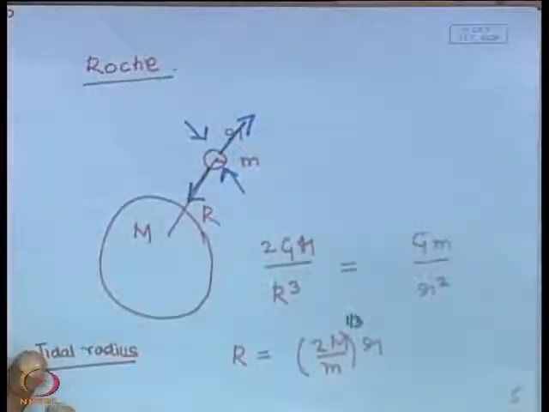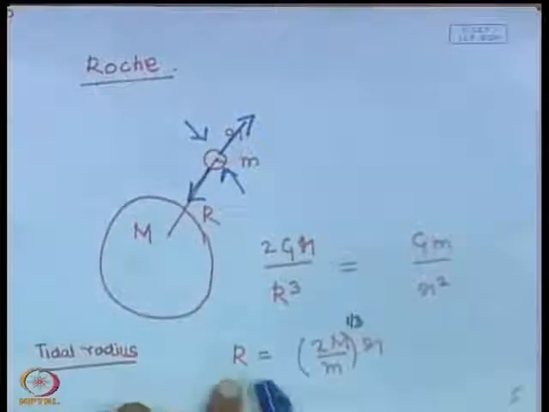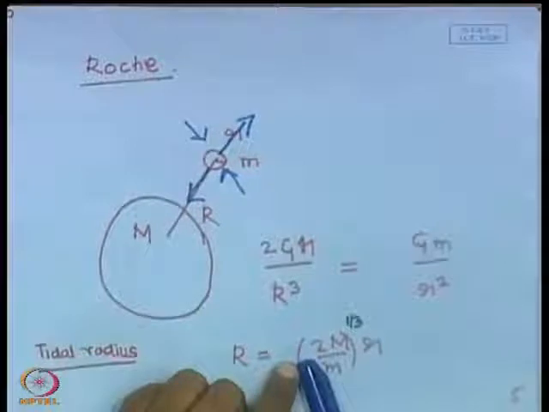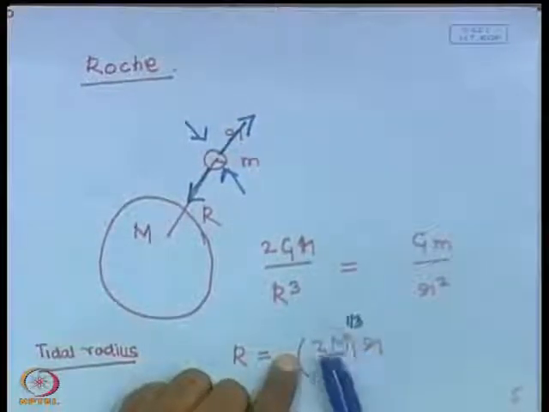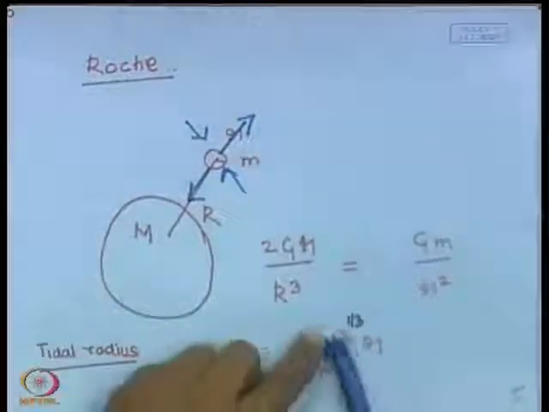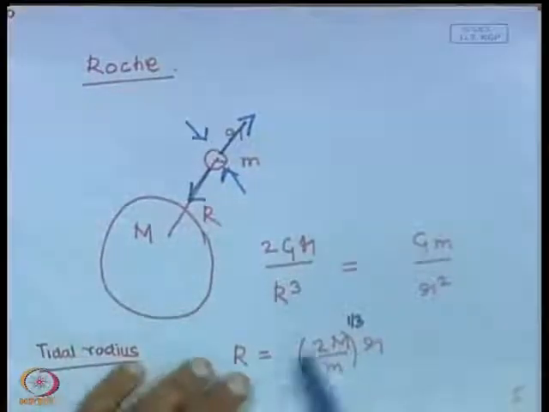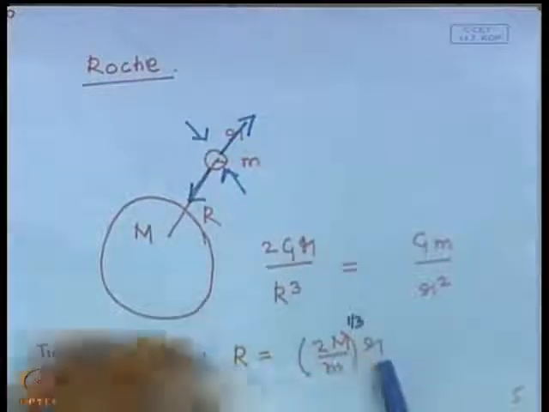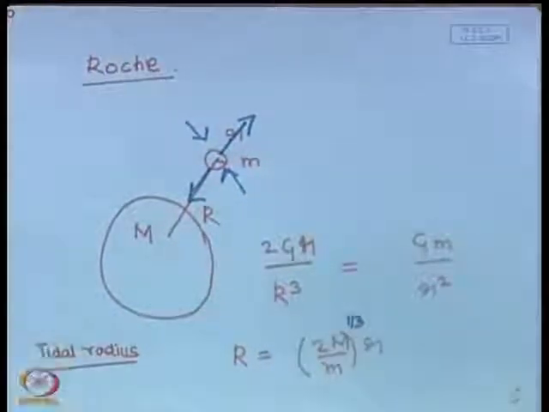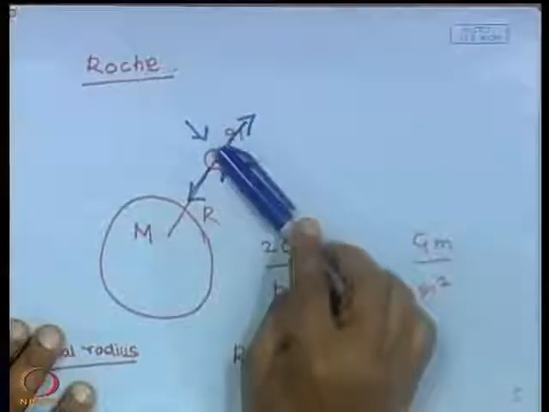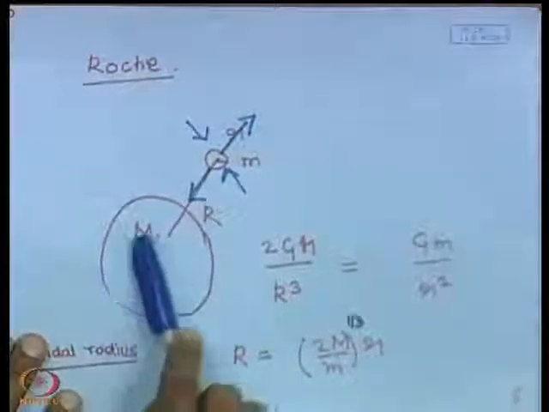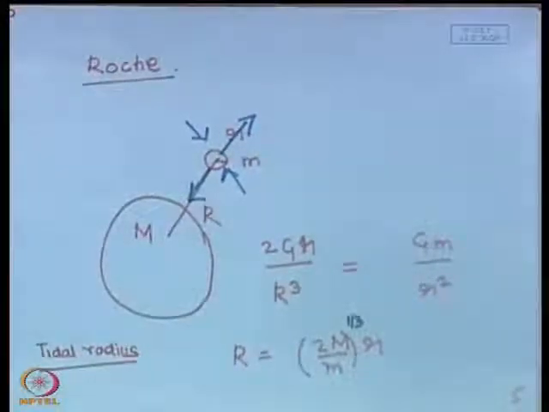And we had found that the closest distance is capital R, which is given by twice the ratio of the masses, the mass of the big object to the mass of the smaller object, to the power 1/3, into the size of the smaller object. In the last class I had forgotten to put this to the power 1/3. So, if this object gets any closer than this, it will be tidally disrupted by the gravitational field of this big massive object. This is tidal disruption.